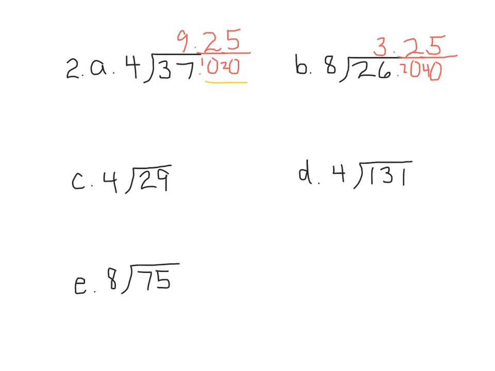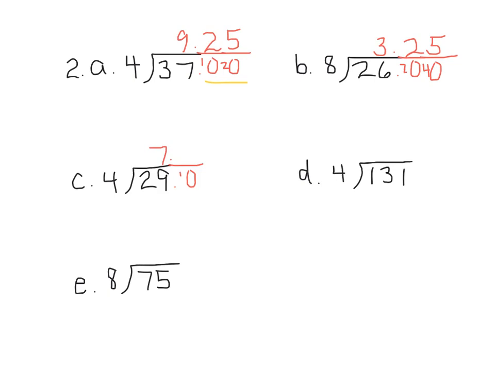Moving on to C. Decimal, annexed 0, decimal in my answer. 4 into 29 goes 7 times. 7 times 4 is 28. That means I have 1 left over.